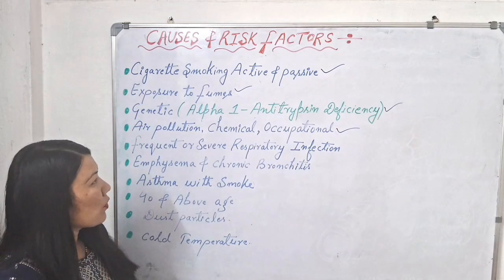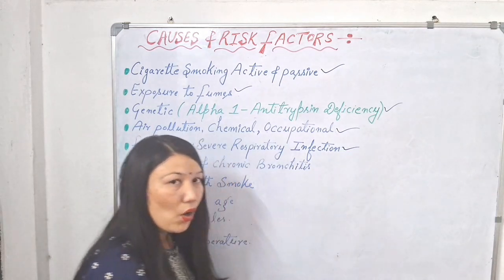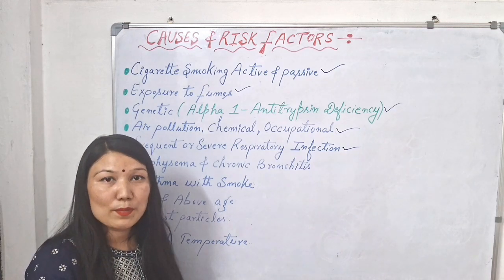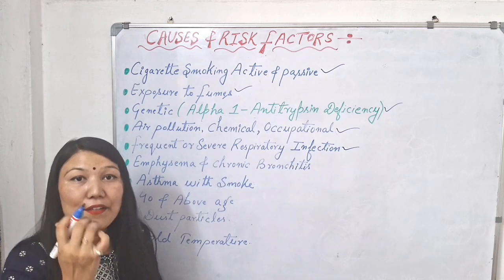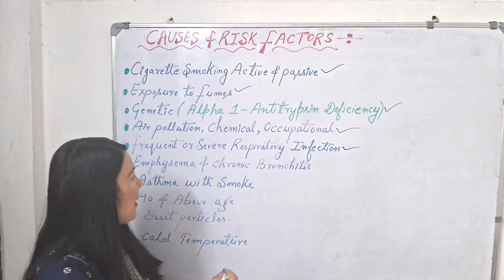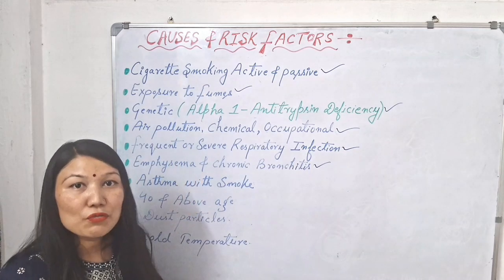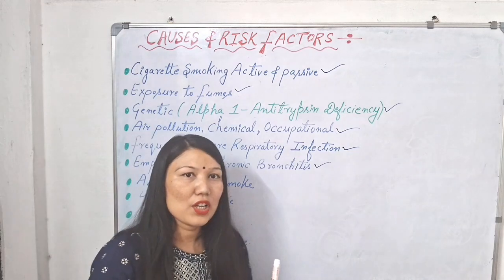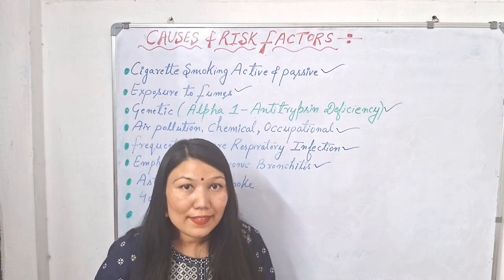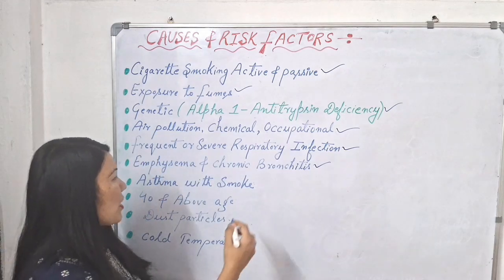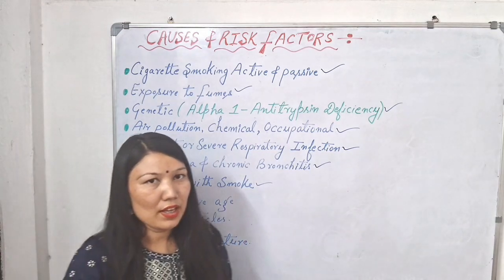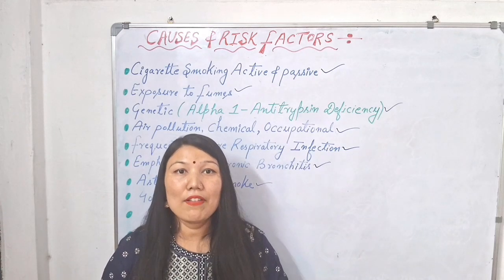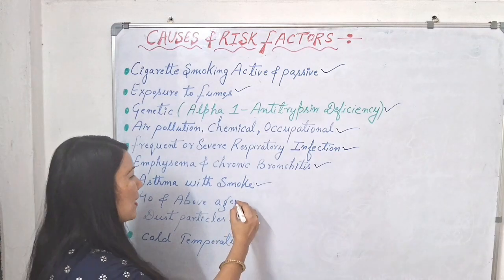Next we have frequent or severe respiratory infection. If a child or even an adult is suffering frequently from a respiratory infection or a severe form of respiratory infection, then in future he can have COPD condition. Next we have emphysema and chronic bronchitis. So COPD is formed from two main conditions, that is called chronic bronchitis and emphysema. So these conditions lead to COPD in the later stage of life. Next we have asthma with smoke. If a person is already having asthma and he is doing smoking, either as an active smoker or passive smoker, then he will have COPD.